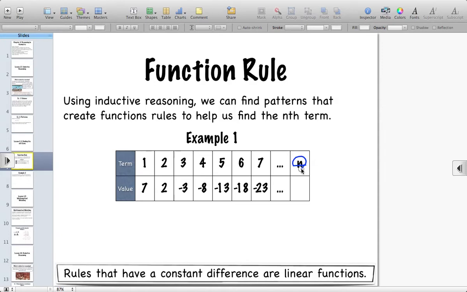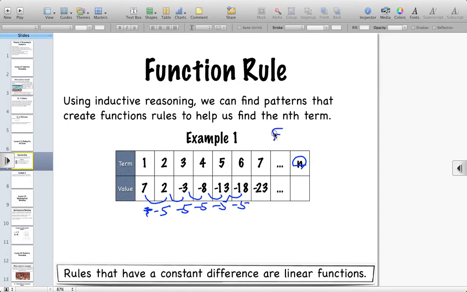Now the value is the corresponding result based upon the term's placement. What's the value? So the first term is 7, the second term is 2, the third term is -3. I can see pretty quickly that my values are decreasing, and they're decreasing at a constant rate of -5. So to get to the next term, I'm subtracting 5 from the previous term. Now that constant difference is the coefficient of our rule.